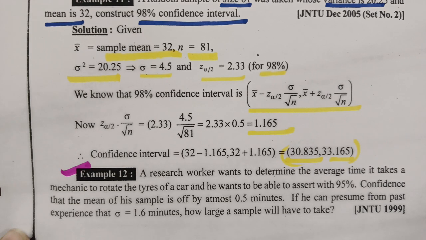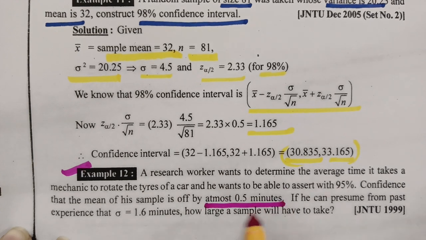A few problems are explained in my previous videos, and I have uploaded them in the playlist. I'm going to start with example 12 here. A research worker wants to determine the average time it takes a mechanic to rotate the tires of a car, and he wants to be able to assert with 95% confidence that the mean of the sample is off by at most 0.5 minutes.